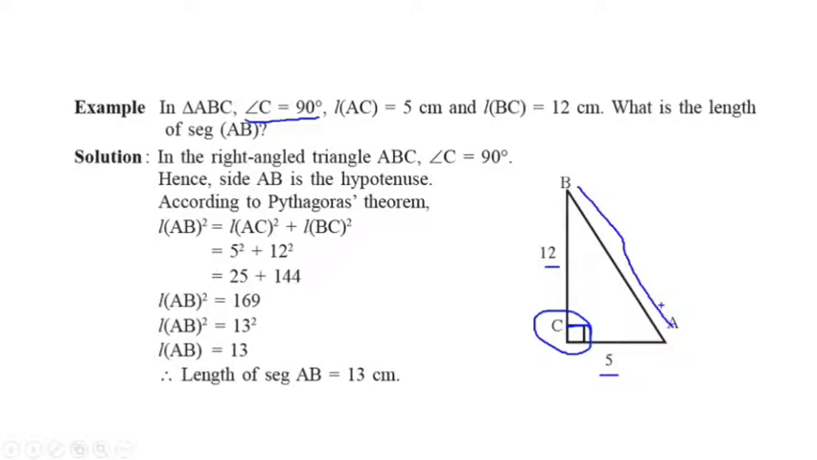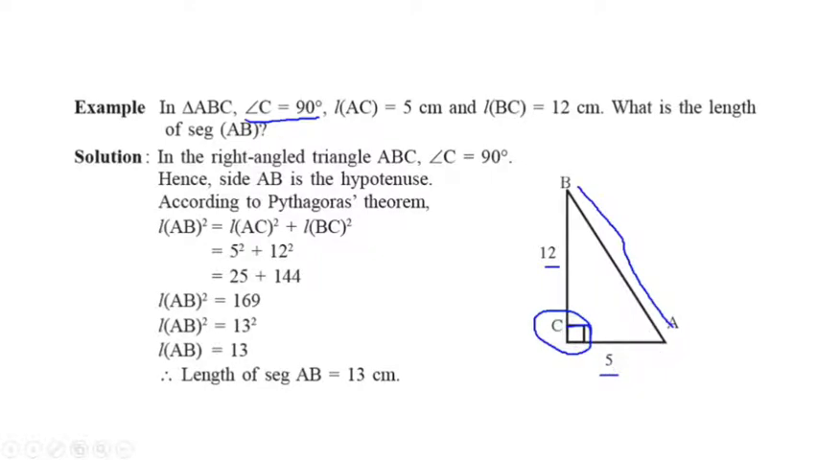According to the Pythagoras theorem, AB is the hypotenuse, base is CA and height is CB. So we'll apply the rule according to the Pythagoras theorem. Length of AB square is equal to length of AC square plus length of BC square. We are given the two sides.